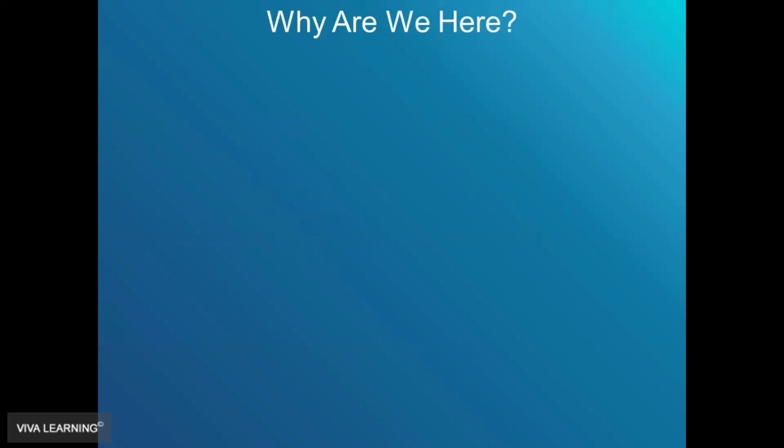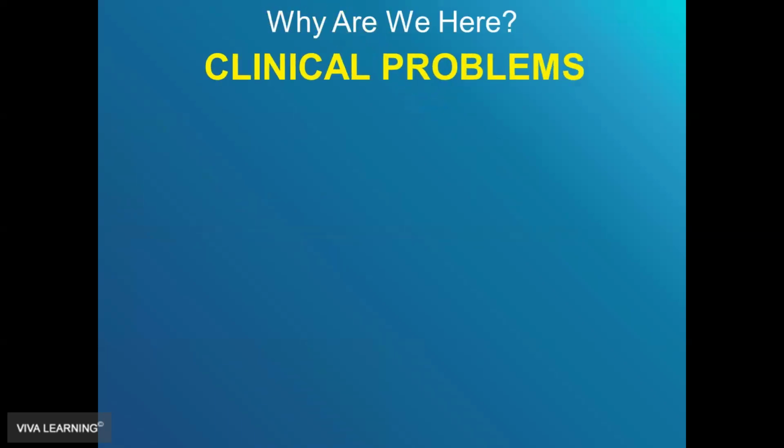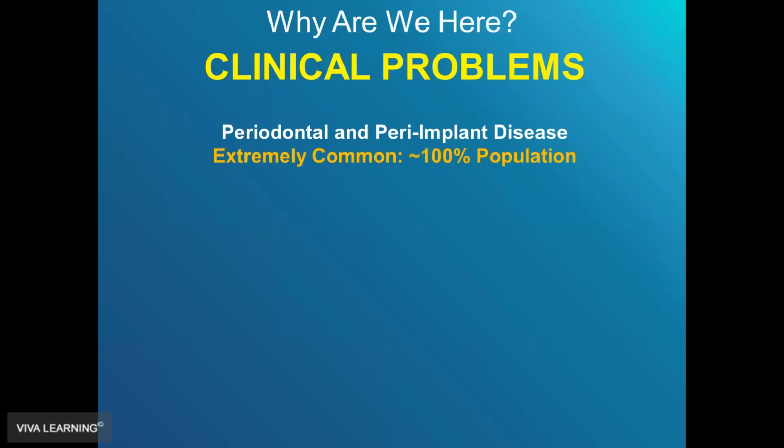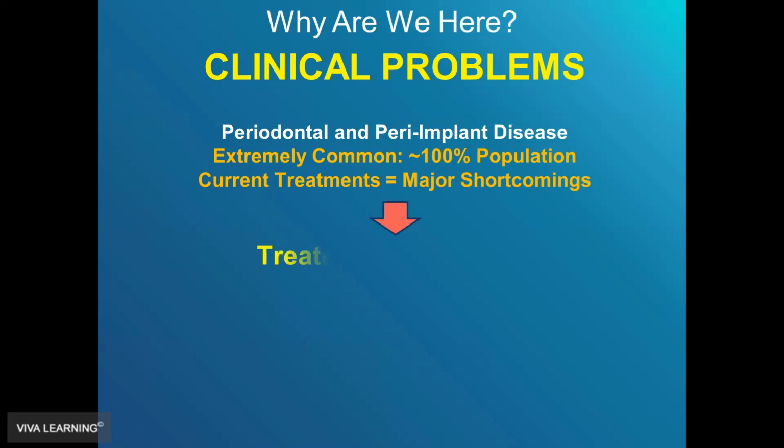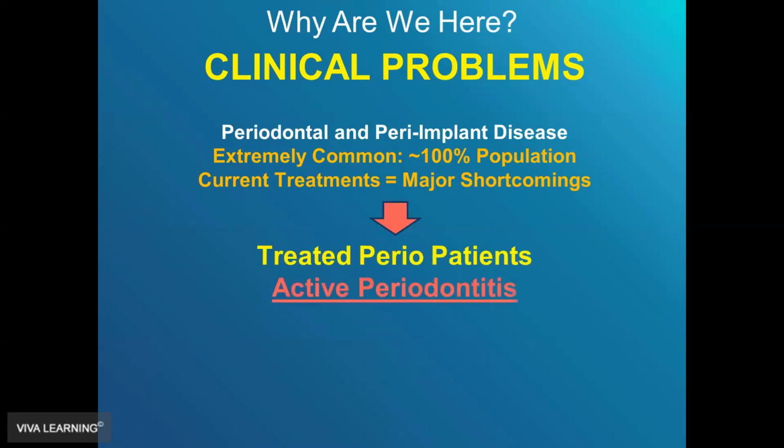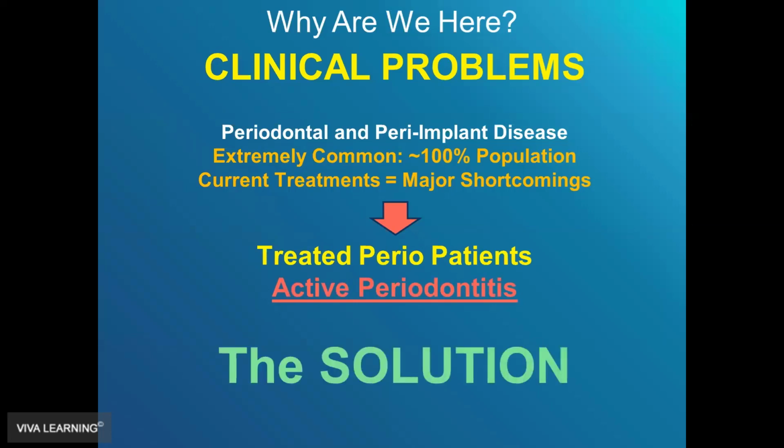So, a quick overview. Why are we here? Well, when I visit with my referring dentist colleagues, I see a lot of clinical problems and business problems. Specifically, periodontal and peri-implant disease, as you know, are extremely common. If we look at the CDC data, we can see upwards of 100% of the population is affected, depending on the cohort that you look at. And current treatment modalities really have a lot of major shortcomings. Specifically, there's a lot of treated perio patients walking around with active periodontitis, but I do have a solution for you.